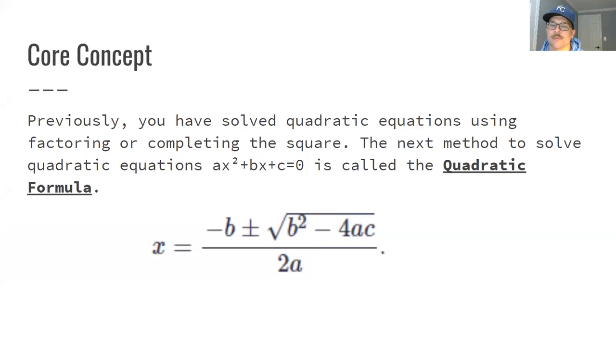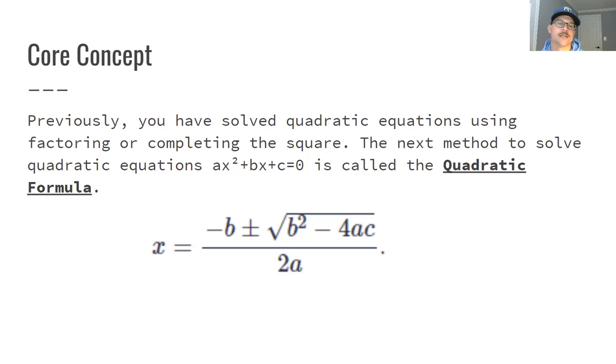So previously we talked about solving quadratic equations either by factoring and setting those roots equal to 0, or by completing the square, where you're moving all the numbers over to one side, taking your b divided by 2 and then squaring it. The next method that we're going to talk about to solve quadratic equations that are written in standard form is called the quadratic formula.